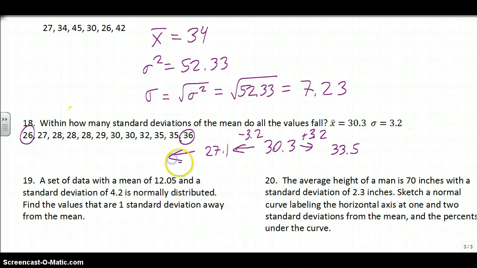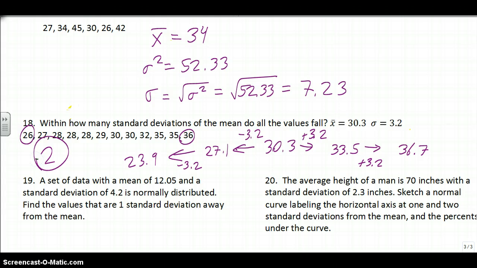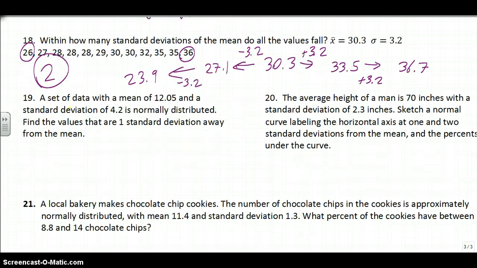So I need to go again, minus another 3.2, and add another 3.2. Alright? So this way is now 23.9. Hey, that checks out. That's smaller than 26. This one is 36.7, which is bigger than 36. So it does work. How many times did it take? It took 2 standard deviations. Alright. Only a few more.